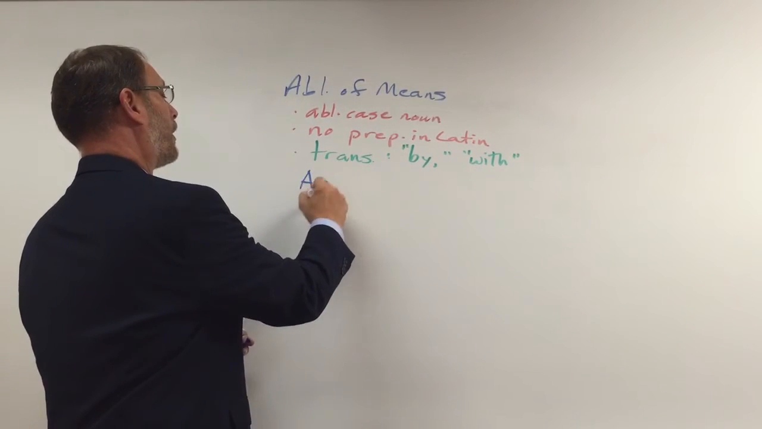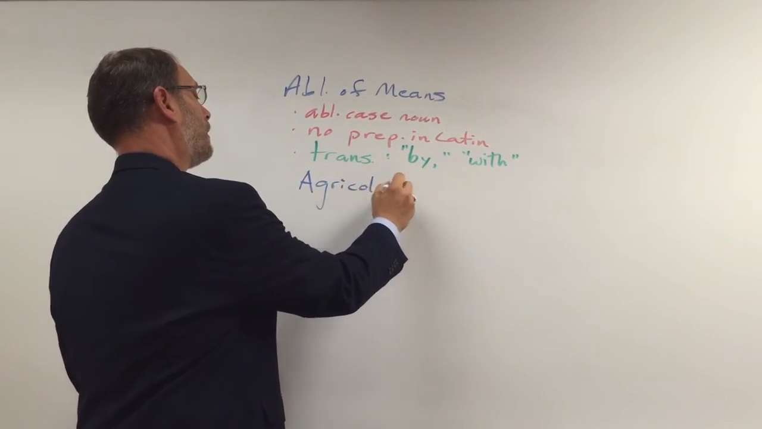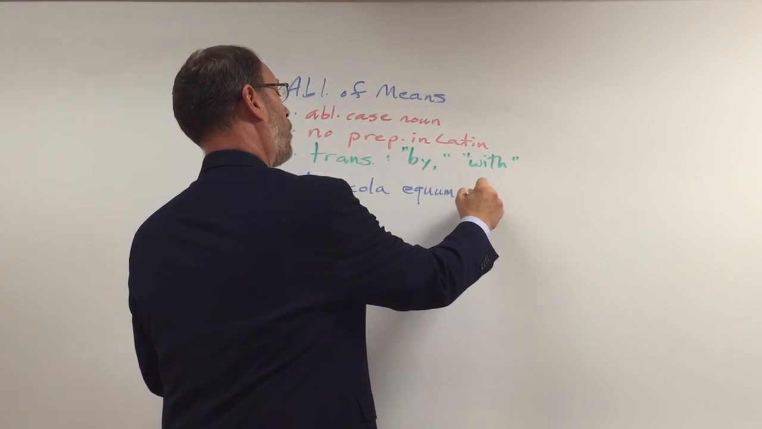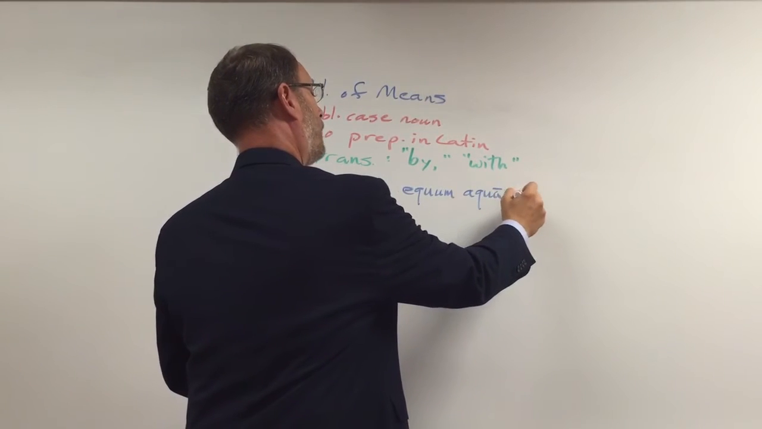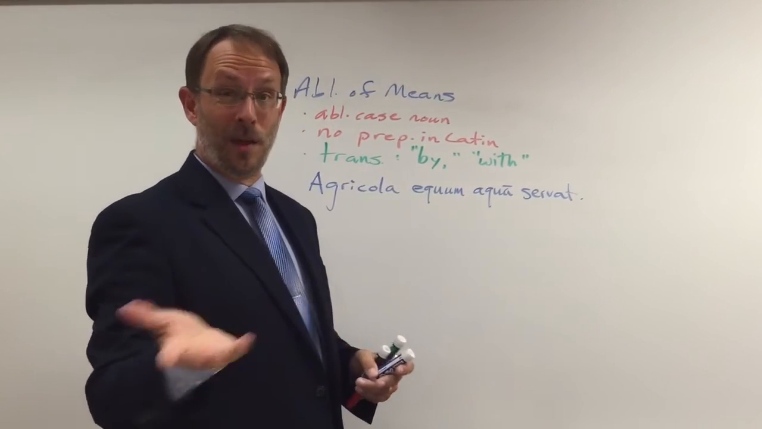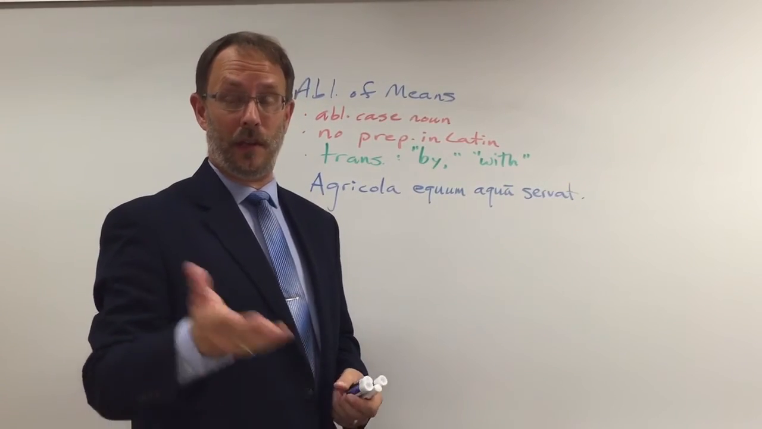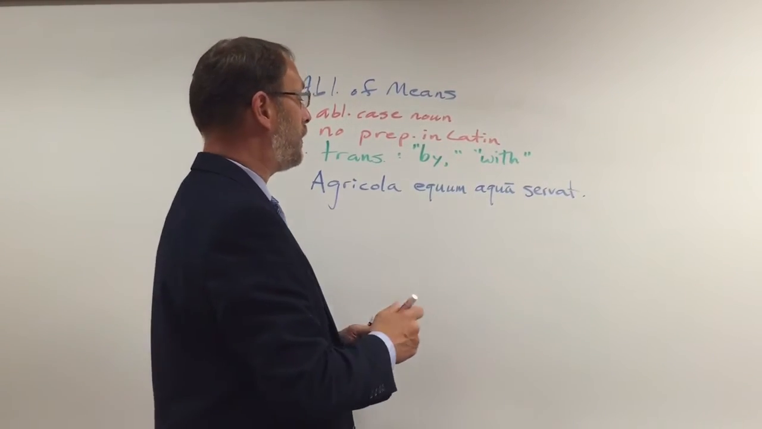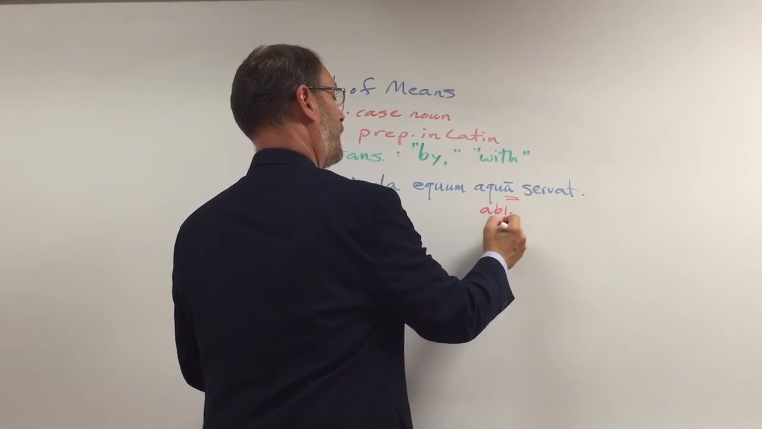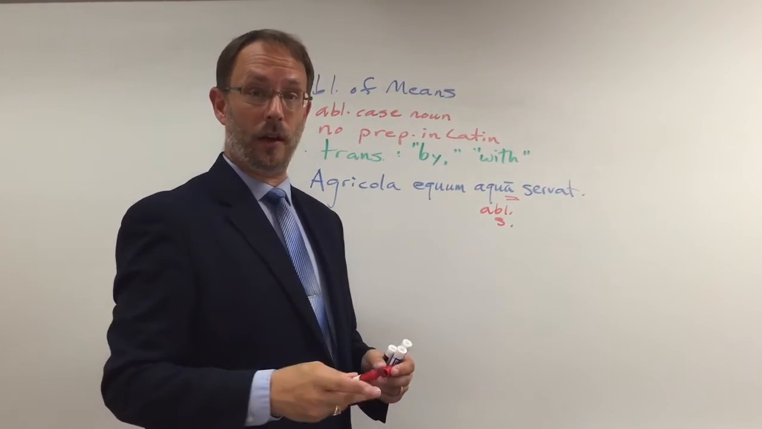So here we've got the agricola, equum, aqua, servat. Okay? Well, it's probably pretty obvious which word is the ablative case. Again, if you know your noun endings, we see that nice long A ablative there. We've got an ablative singular coming out of first declension.